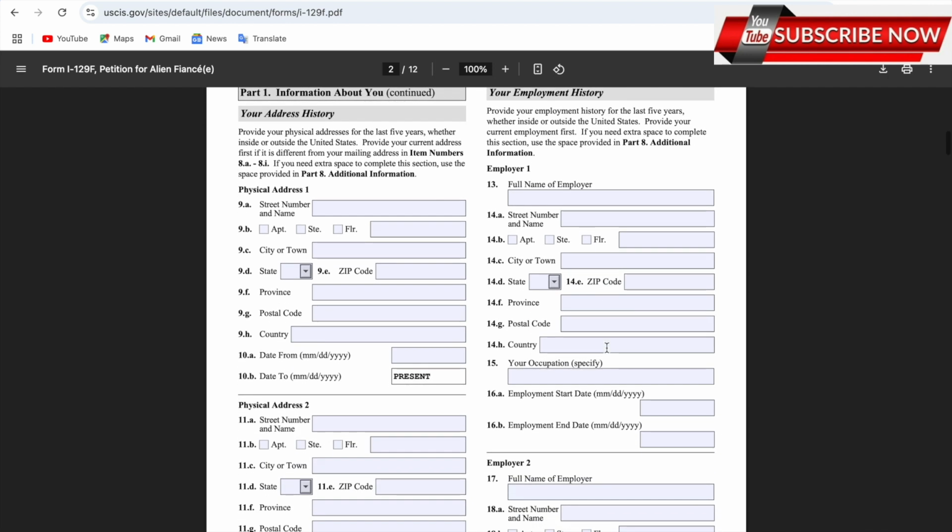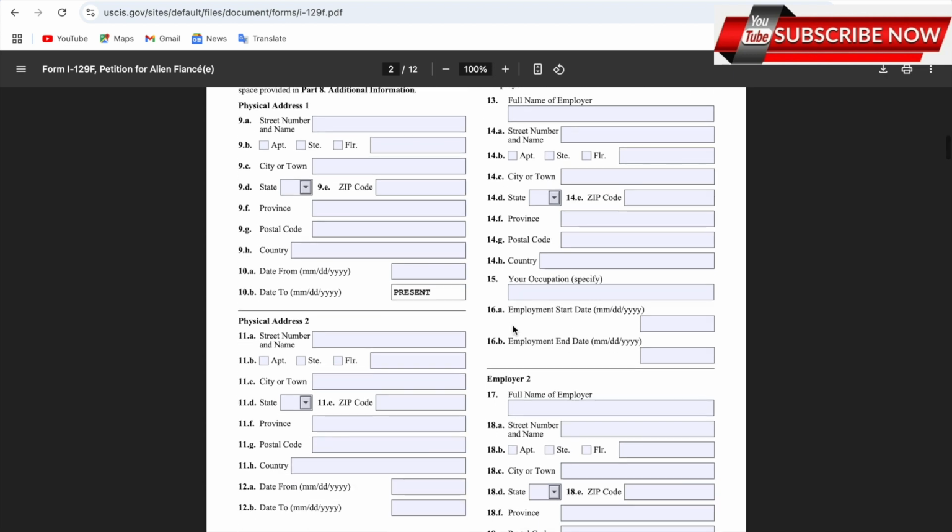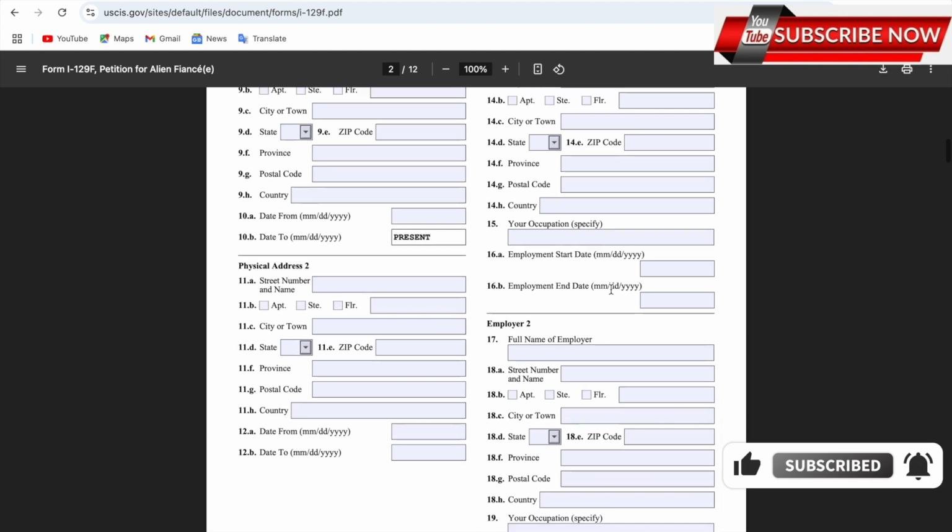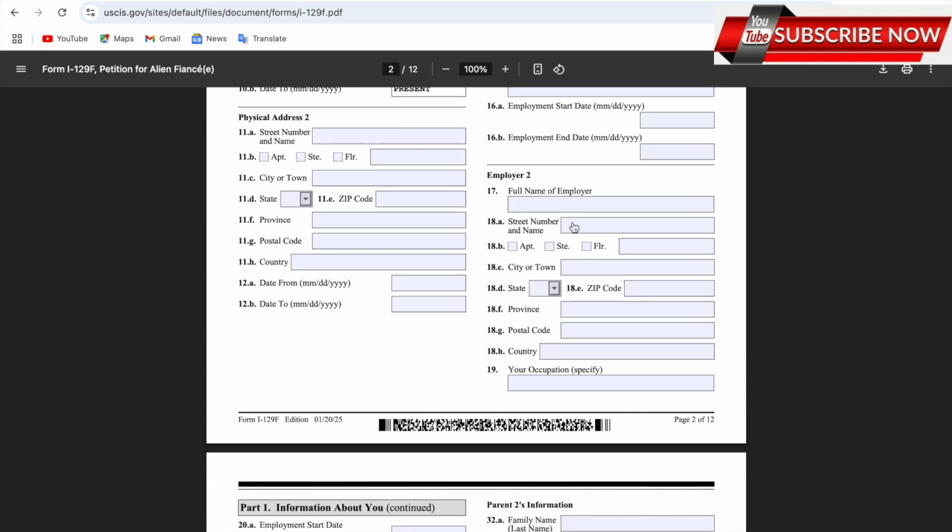So with the employment history, wherever you work at, you put in the information, the address, the zip code, all the information about your employer. You put it right here. The employment start date, you put in when you started working. If you are currently working over there, you leave this place blank or you just put in present. And your occupation, whether you're a cashier, an accountant, a doctor, whatever you specify, you put it over there.